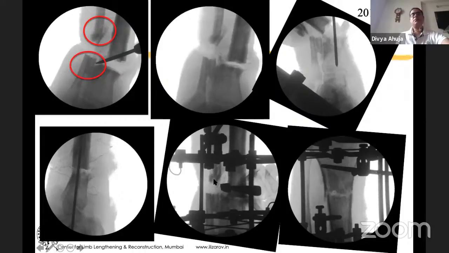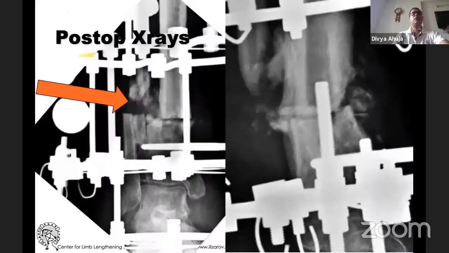And this is the bone graft which is being added, punched in to get that cross union between the tibia and fibula, and the proximal osteotomy for lengthening. Zoomed in view showing the orange arrow showing the bone graft.